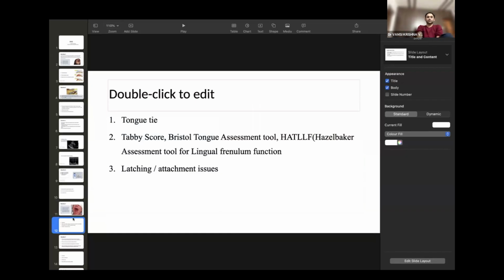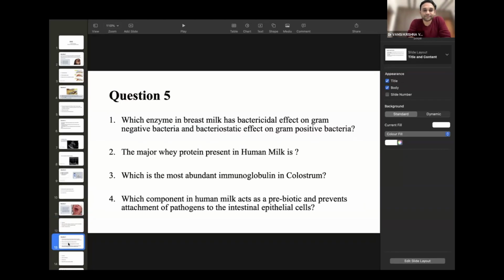The highest scores are reassuring, and for any score of 0 to 3, you usually go for the frenectomy for the baby. And these babies, as they're not able to elevate the tongue properly and not able to propel the tongue, have latching and attachment issues.